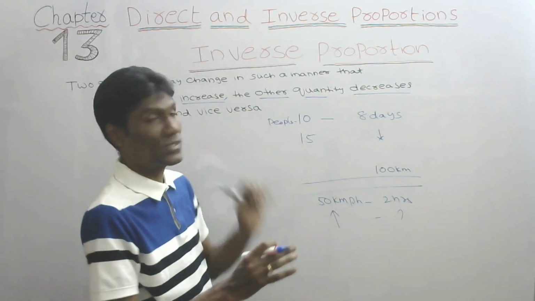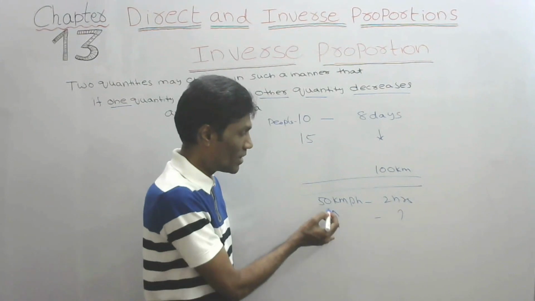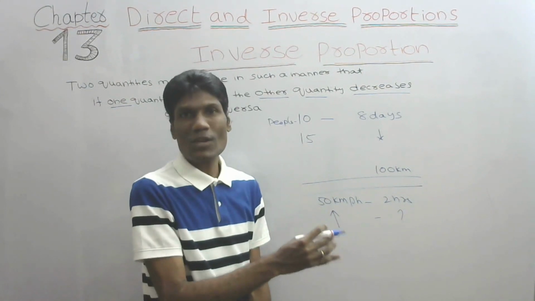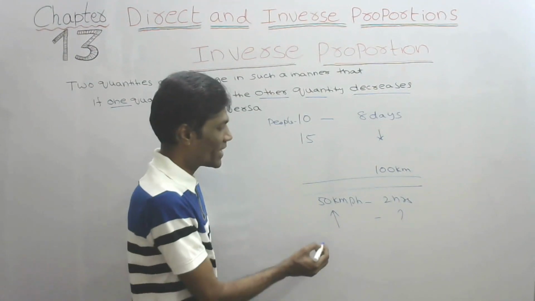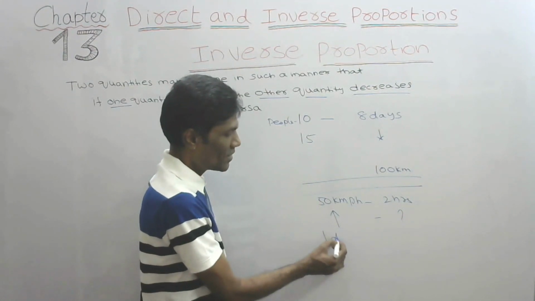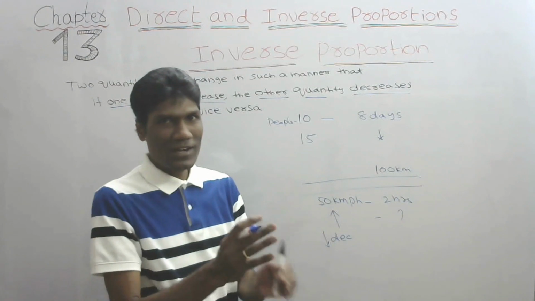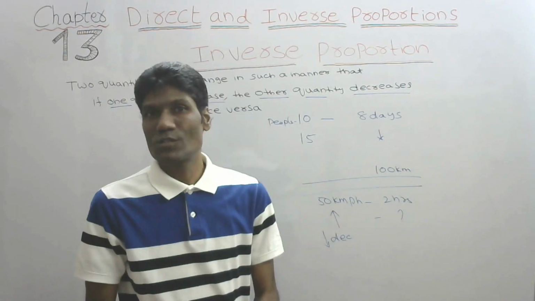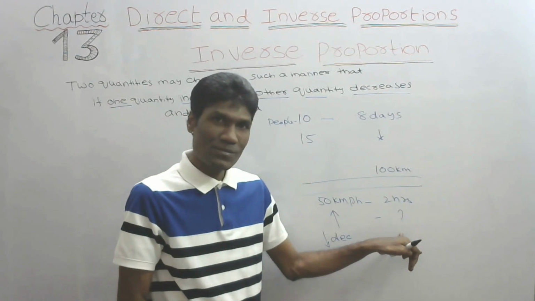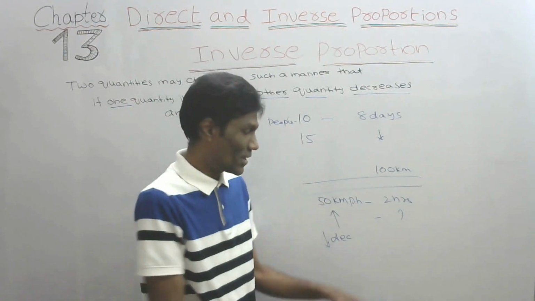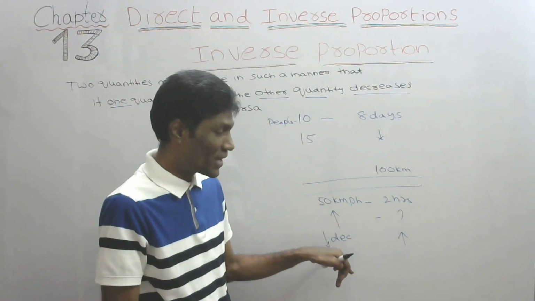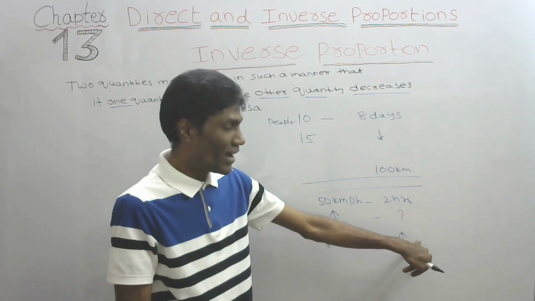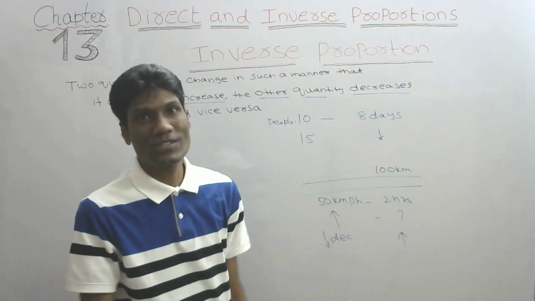And vice versa. Say for example, now the road is not so good, so I will decrease the speed. What happens to the time? Does it increase or decrease? It increases. So when I am decreasing one quantity, the other quantity is increasing.